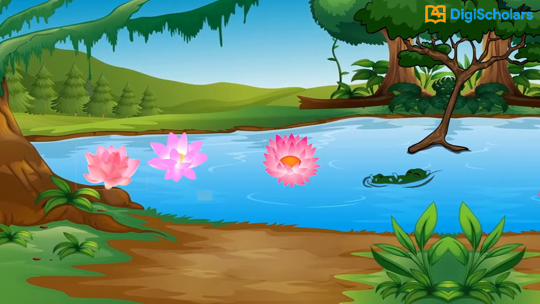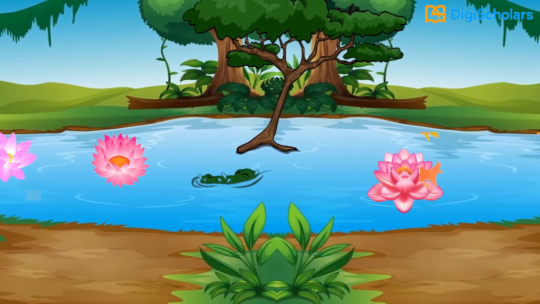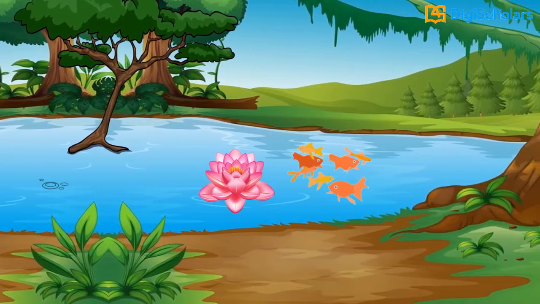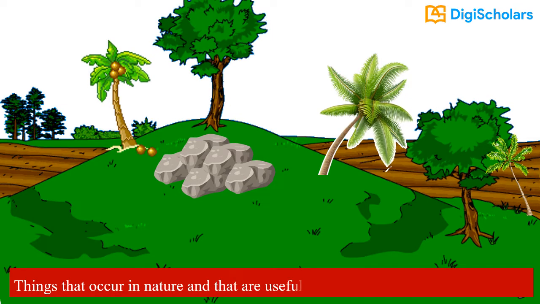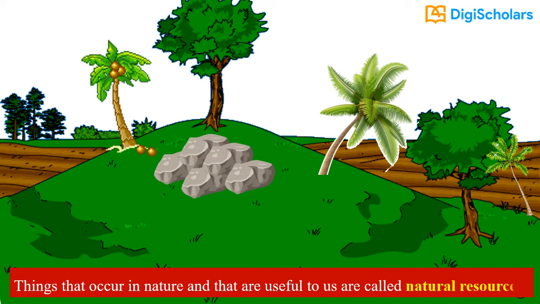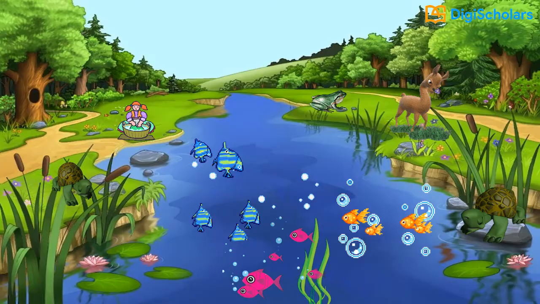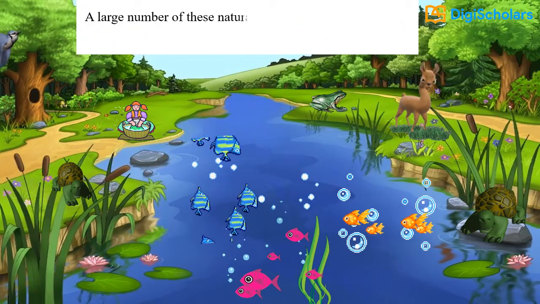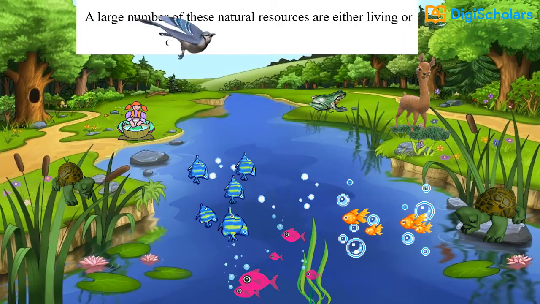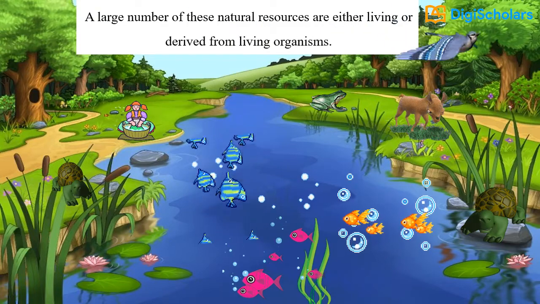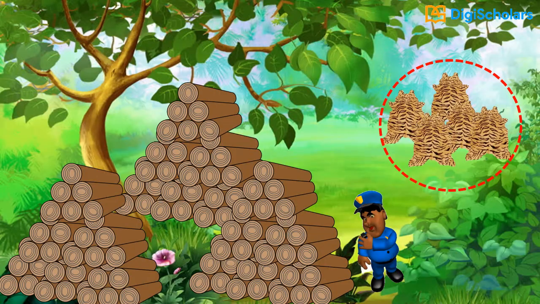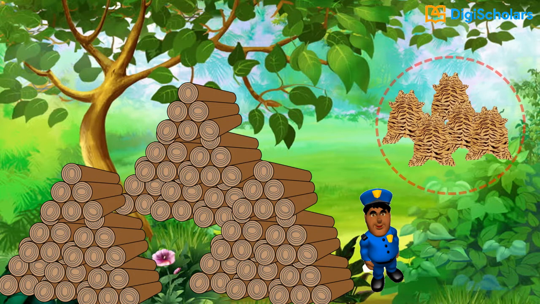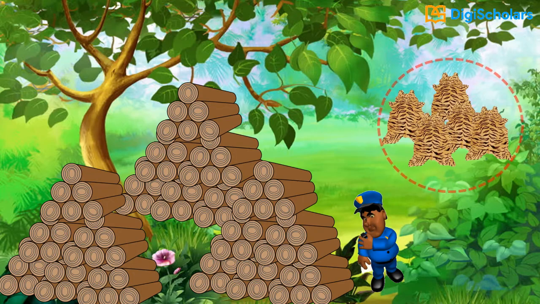We see various kinds of living and non-living things around us. Things that occur in nature and that are useful to us are called natural resources. A large number of these natural resources are either living or derived from living organisms. Forest products like timber, animal products like leather are described as living resources.